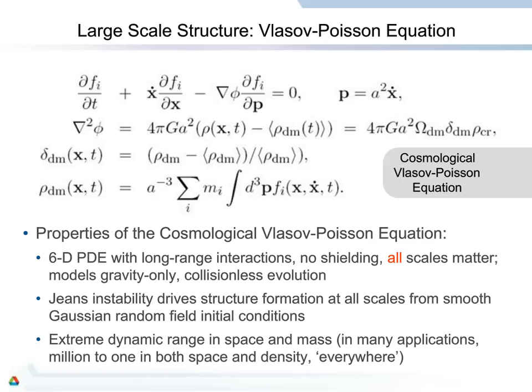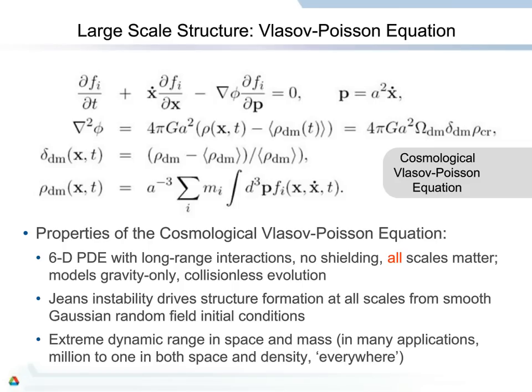It has some very interesting properties in the sense that it has long-range interactions which cannot be shielded, which means that all scales matter. So when you're writing a code for this, not only are there small-scale interactions, there are also long-scale interactions.